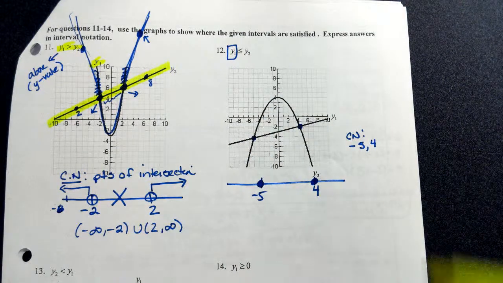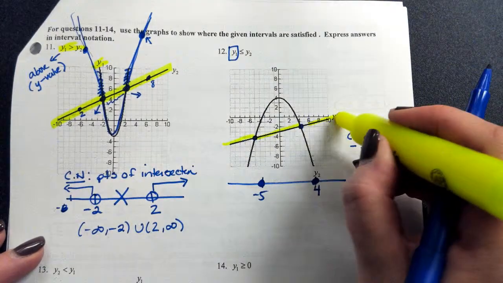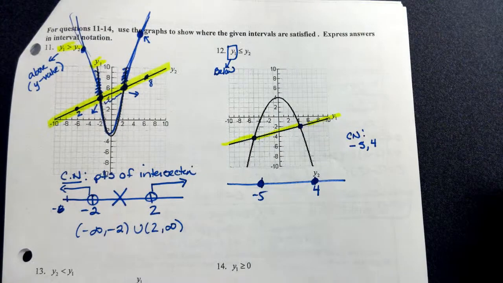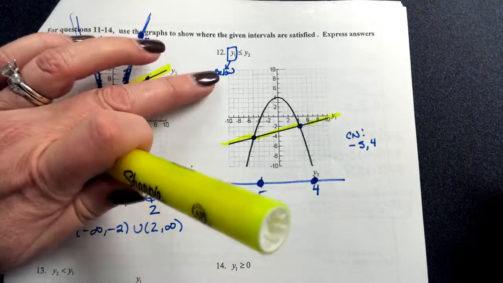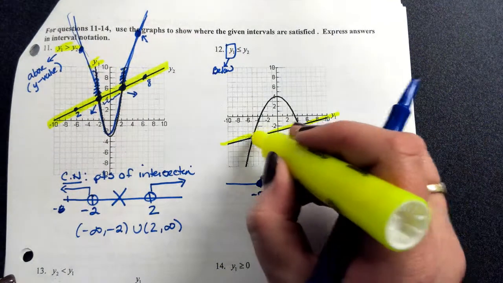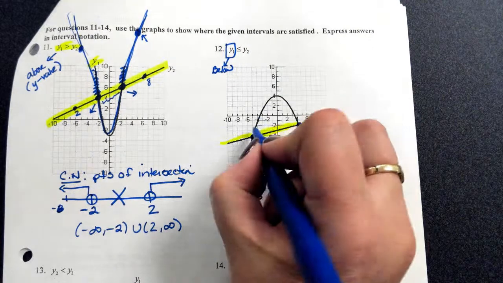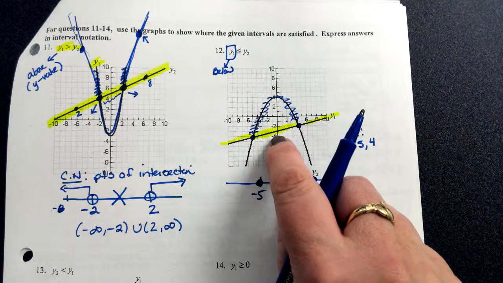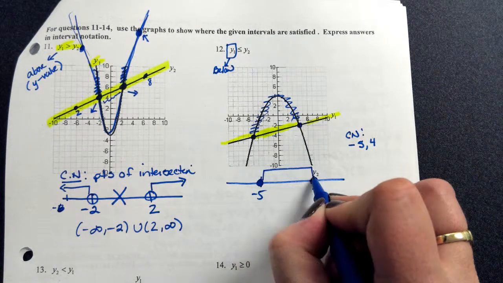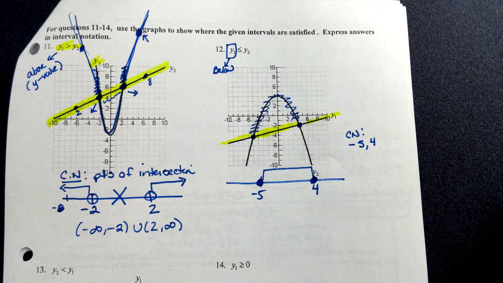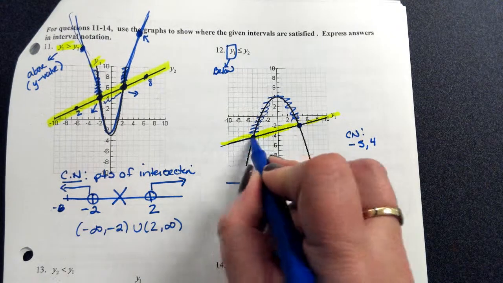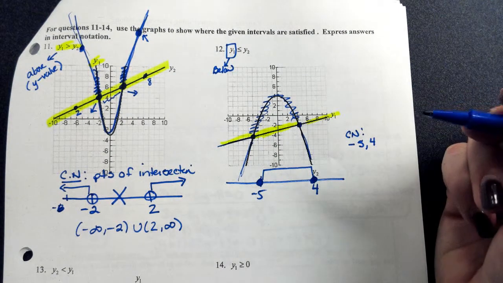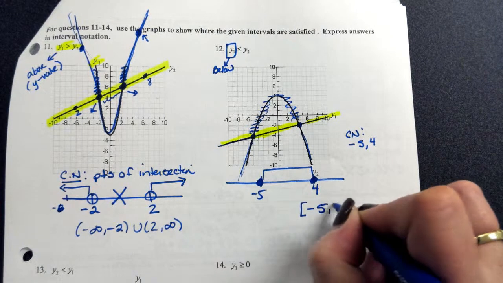And y1 is the line. Where is y1, since it's less than, where is that line below the parabola? So where is y1 less than the parabola? Well, notice, here's my line. The parabola is above the line right in here. So the line is below the parabola in this interval between -5 and 4. Notice my line right here is above the parabola right here. Same thing right here. So this is going to be from -5 to 4.